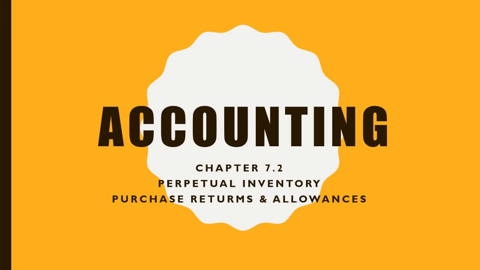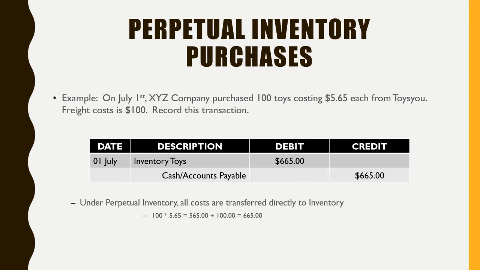Well, that was section 7.1 for you. All right, easy as that, right? The difference between periodic and perpetual is this right here. Periodic, we recognize them as expenses. Here, we're just going to recognize them all going into inventory, just like that. That's the difference between periodic and perpetual, and that's just making the purchases.